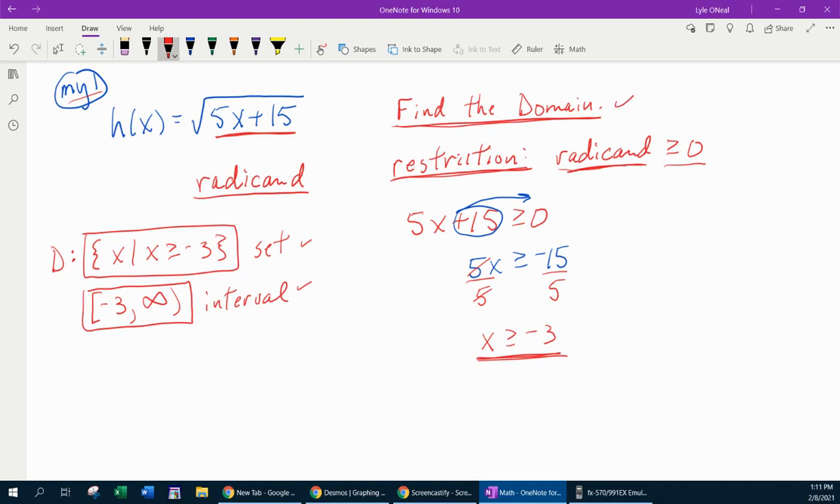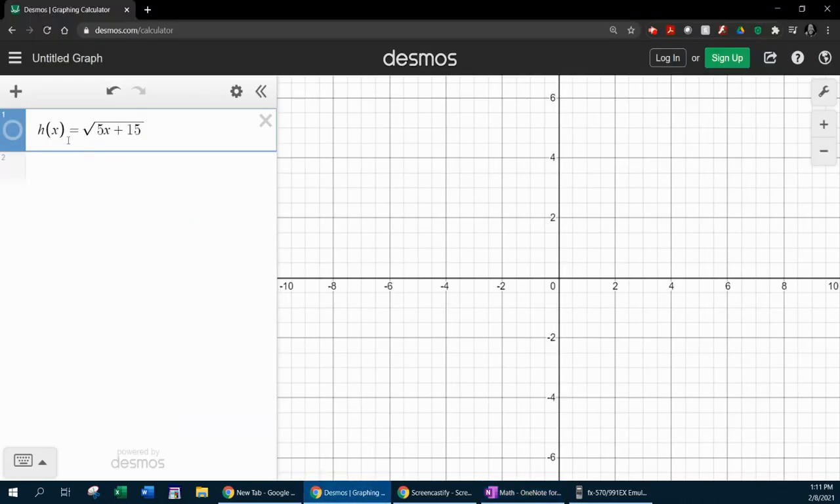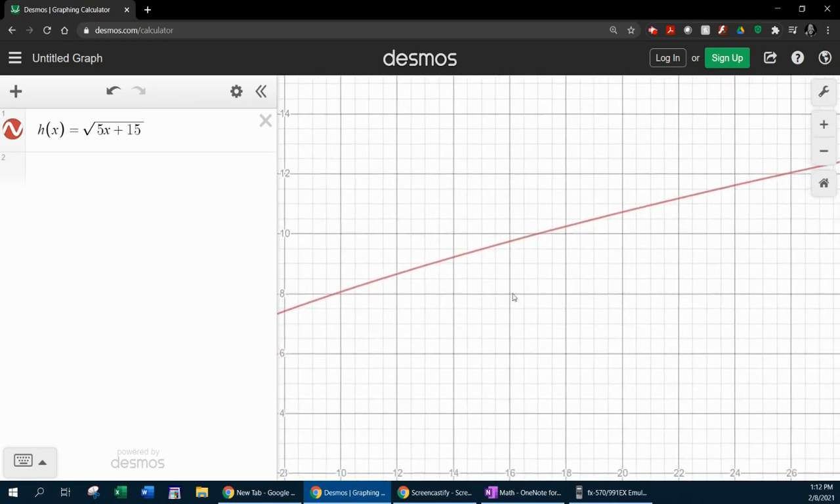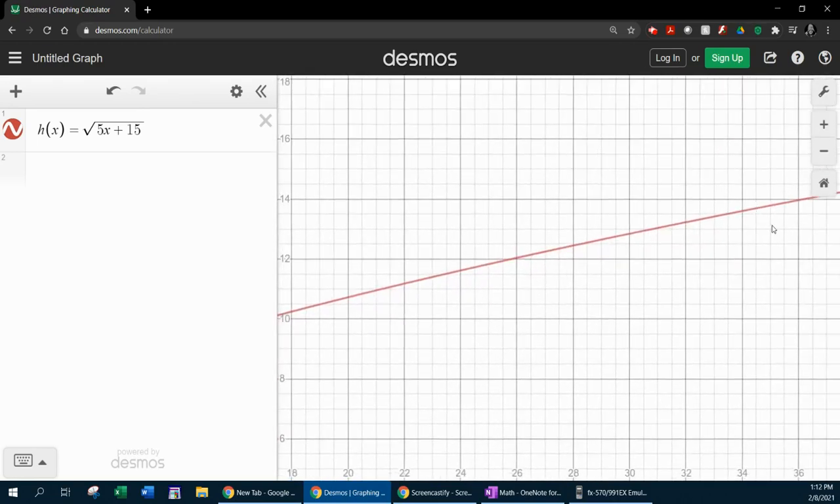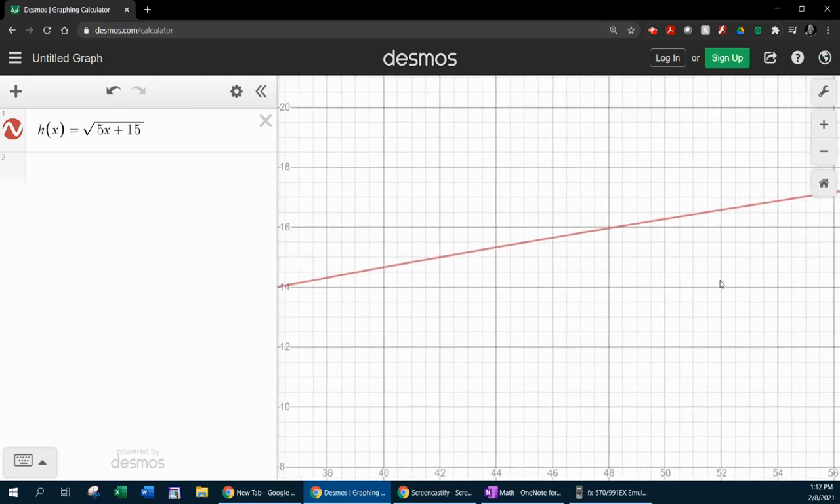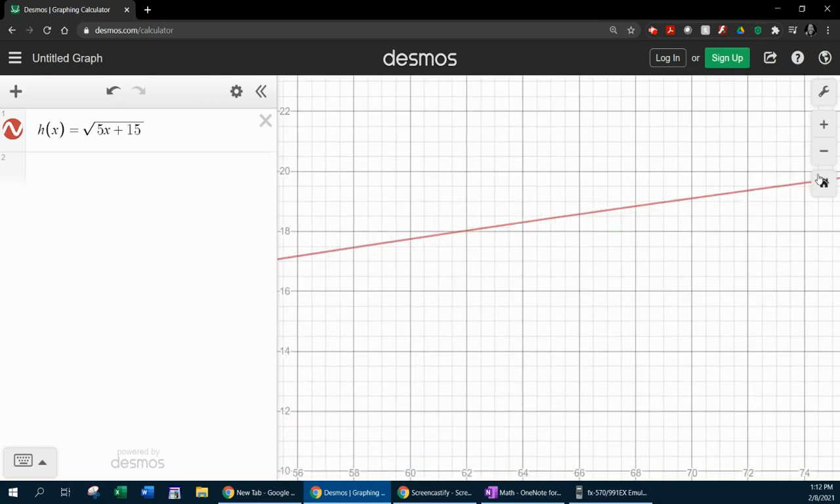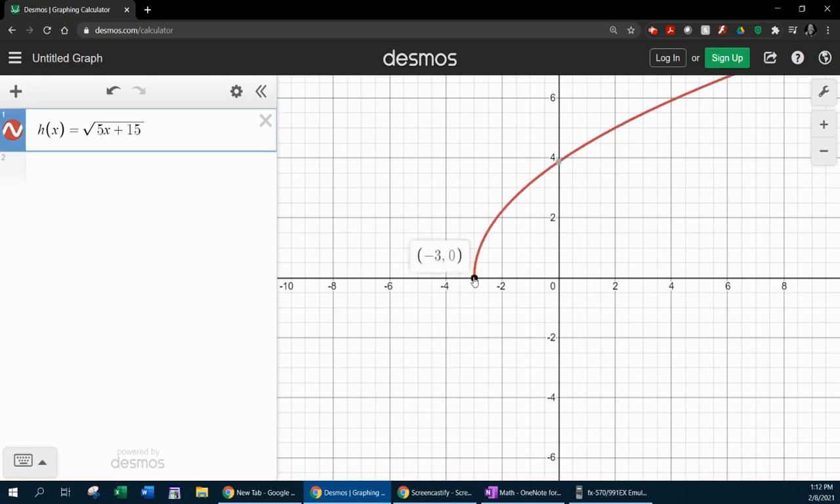Now, what I'd like to do is go to Desmos and verify that. So if we go to Desmos, I've already got my function typed in, and I'm going to turn it on. You can see that the graph, as we go from left to right, starts existing at -3. That's a point on the graph, so -3 is included. And if I drag that over, you can see that that graph is going to go forever to the right. It's just going to keep going and going and going. So x can be anything from -3 to infinity. That's the domain.